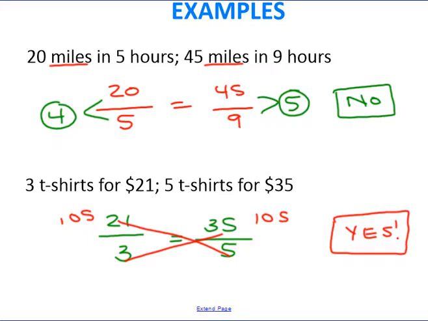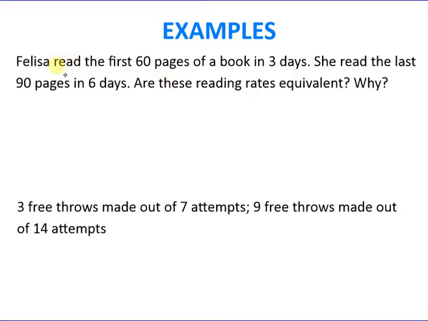And just to show you that it would work by division too, 21 divided by 3 is 7, 35 divided by 5 is 7. So they would have divided perfectly as well. All right, let's do another example.